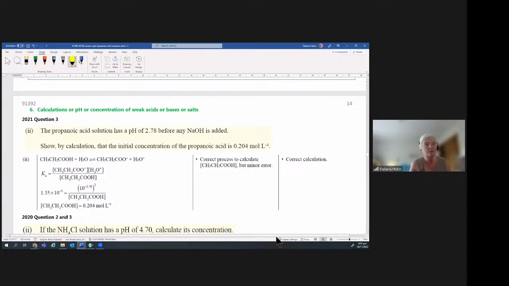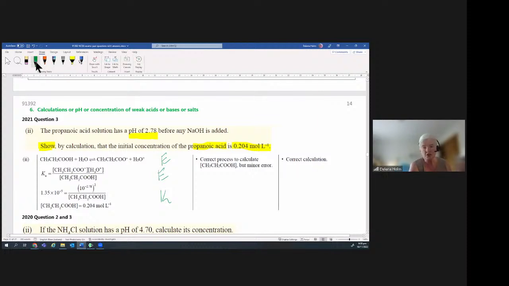So here is an example. It was part of a titration, and they're saying I've got a pH of 2.78. Show that my acid concentration before I've added any base is this amount. Now, if you do physics, you also probably know when it says show, you do the full working. So I always say, do the EEC method. EEC: equation, expression, calculation. Okay, I can't spell, but anyway. So always write the equation first.